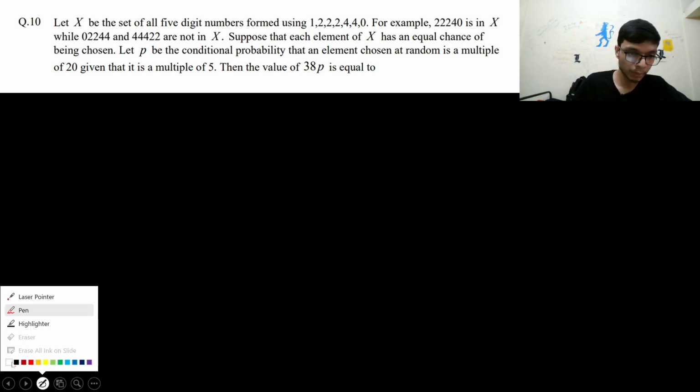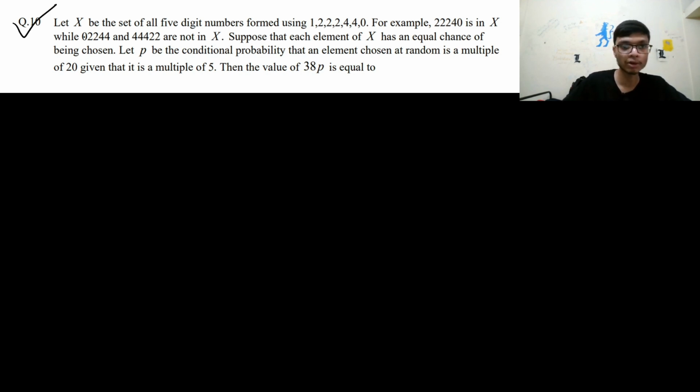This problem is again a very good problem of probability, or conditional probability. This is a very important type of problem. The problem reads as: let x be the set of all 5-digit numbers using the digits 1, 2 (2 times), 2 and 3 times of 2, 4 (2 times), and 0. For example, 22240 is in x, whereas 02244 is not in x, because it is not a 5-digit number. Similarly 444 and 22 are not in x also.